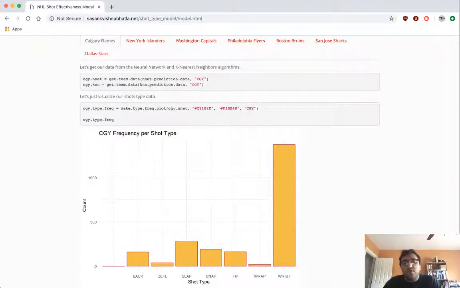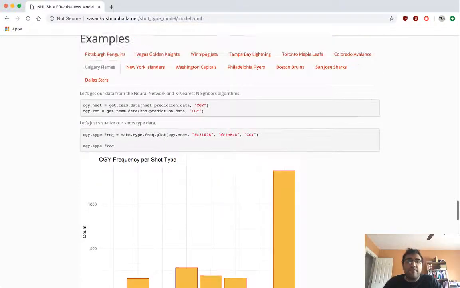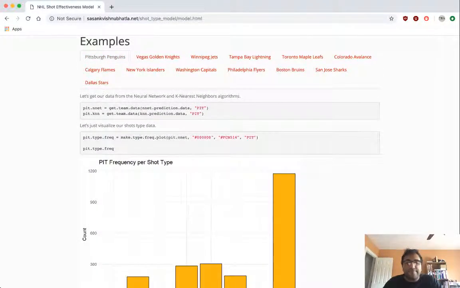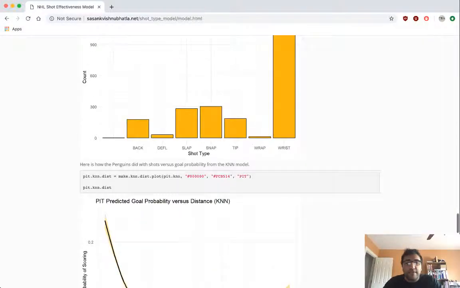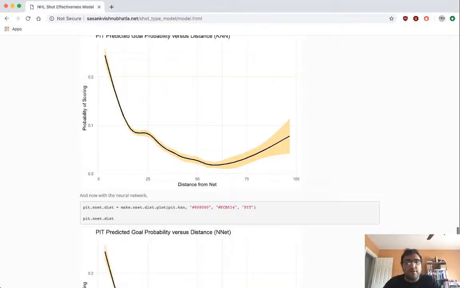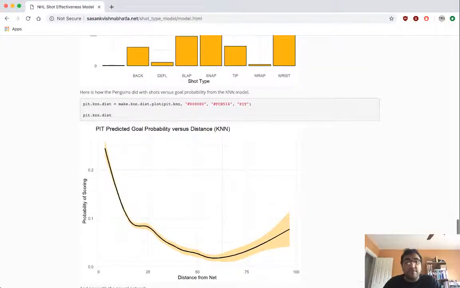So now let's go back to Penguins and take a look at their K nearest neighbors. Right here. K nearest neighbors goal probability versus distance. We can see here that on the K nearest neighbors plot, as we move farther away from the net, it goes down kind of quadratically. But then it levels off as we get to 25 feet, and then it decreases more and starts to increase a little bit.